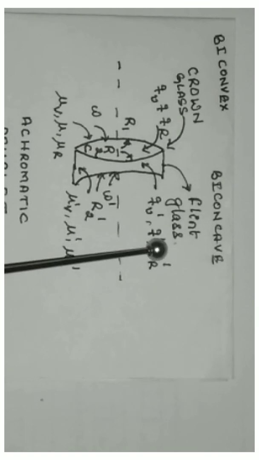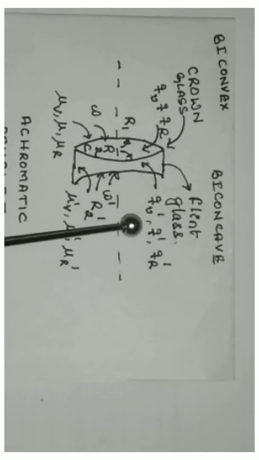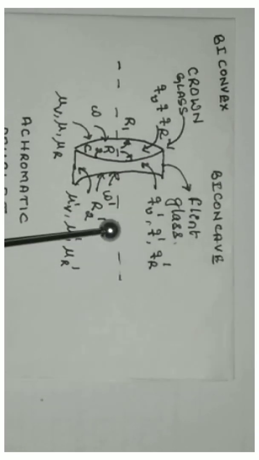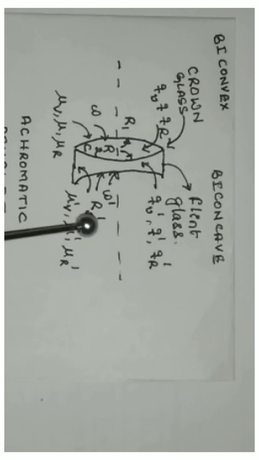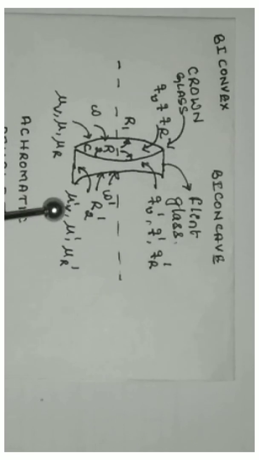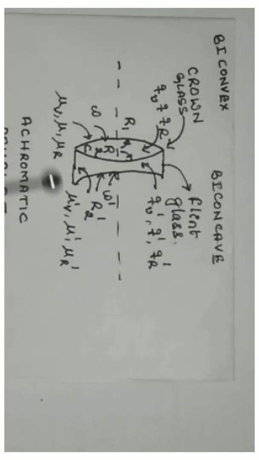Similarly, for the flint glass, which is the biconcave lens, Fv dash, F dash, Fr dash are the focal lengths of violet, concave and the red color. Omega dash is the dispersive power for the biconcave lens of flint glass. R2 dash is the radius of curvature, and mu dash v, mu dash, mu r dash are the refractive indices of violet, concave and red color respectively. This complete combination behaves as an achromatic doublet. This is called an achromatic doublet, consisting of both convex and biconcave lens.